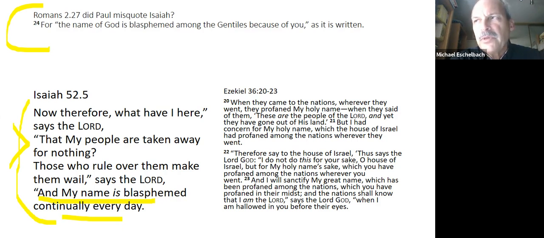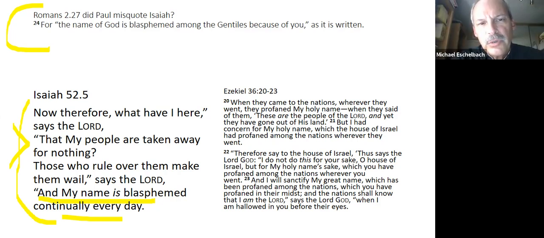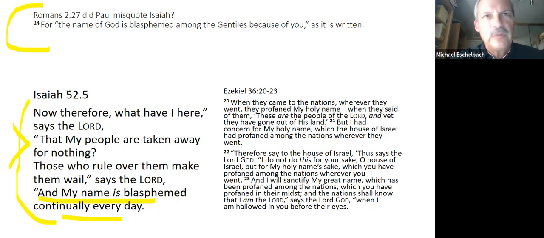And because they're abused, or maybe an example of the abuse that Israel is experiencing, abusing Israel is a way by which you can blaspheme God. That's not what Paul's talking about. Paul is blaming the Jews. The Jews are the reason that the Gentiles are blaspheming God. So you see the argument. Paul's just willy-nilly quoting Old Testament passages any old which way he pleases, not paying any attention to the Old Testament context.